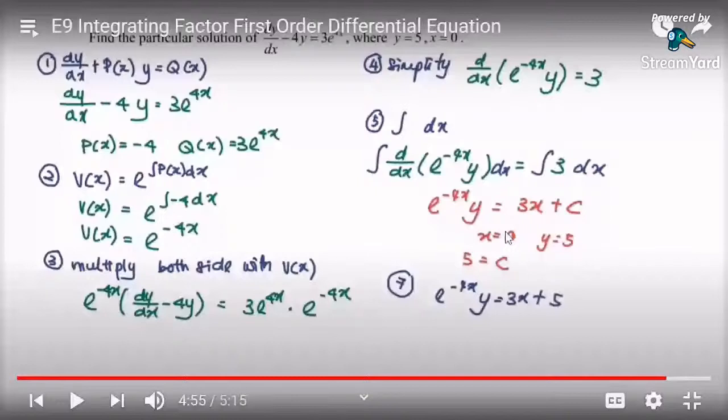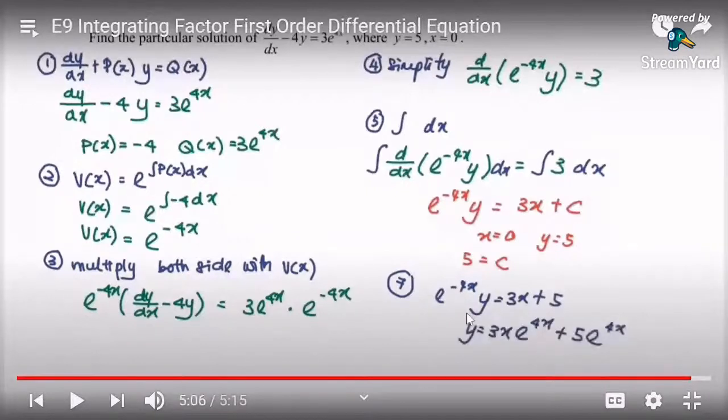Ini substitute dapat 0, that's why dapat C. So, C equals to 5. Boleh? So, ini adalah particular solution. Try your best, express the situation Y in terms of X. So, akhirnya, saya dapat jawapan saya begini.